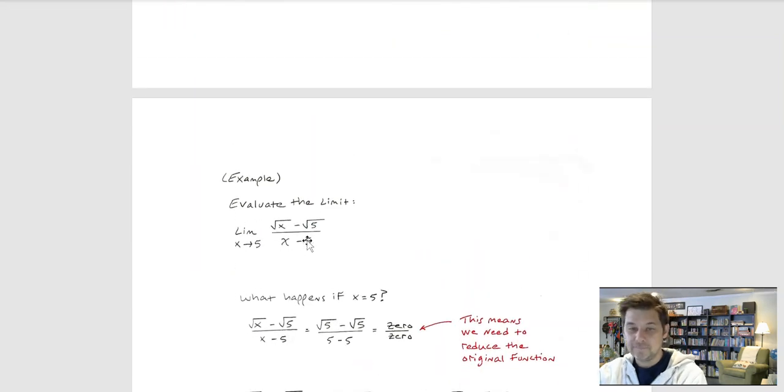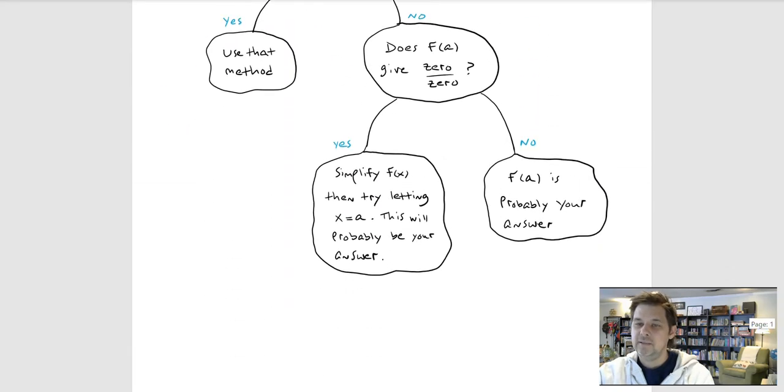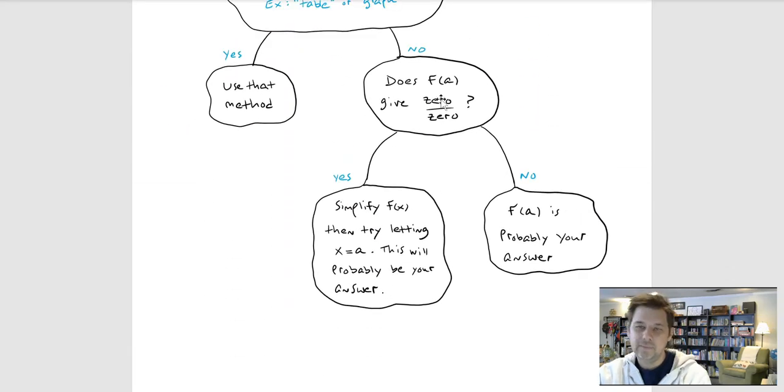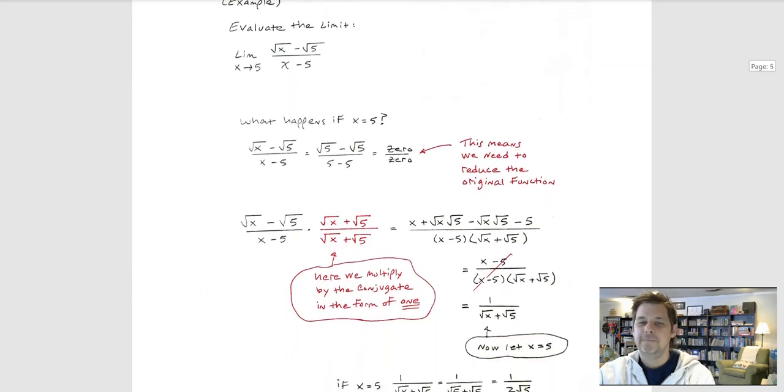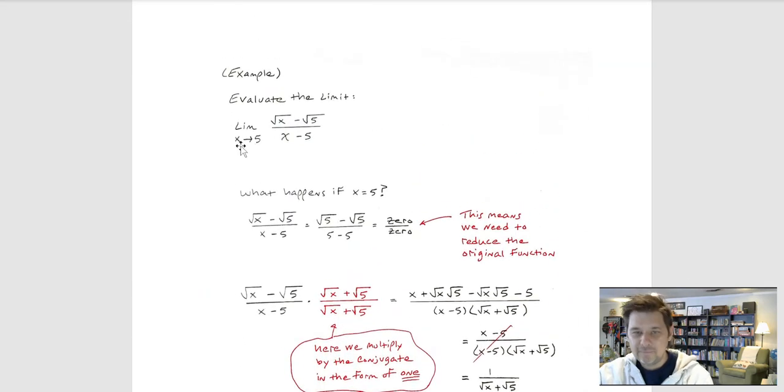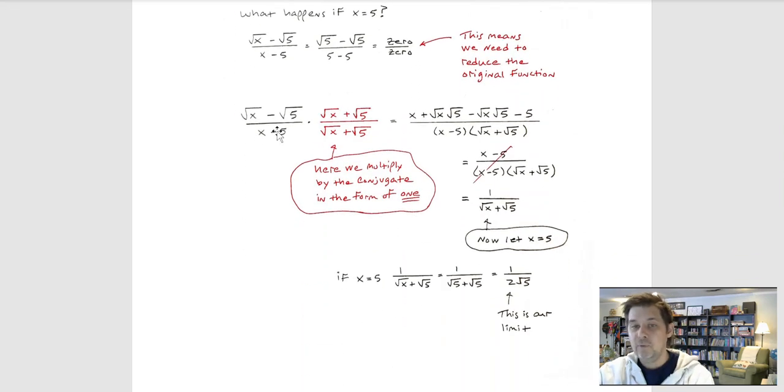Evaluate this limit. Now again, I'm going to stick to the flow chart. The flow chart said that if you plug in your number, you get 0 over 0. You need to reduce the function you have and then try plugging in again. So let's see, I plug in 5. This is the limit as x goes to 5. I plug that in, I do get 0 over 0. Now, the way that you reduce this is you multiply by this thing called the conjugate.